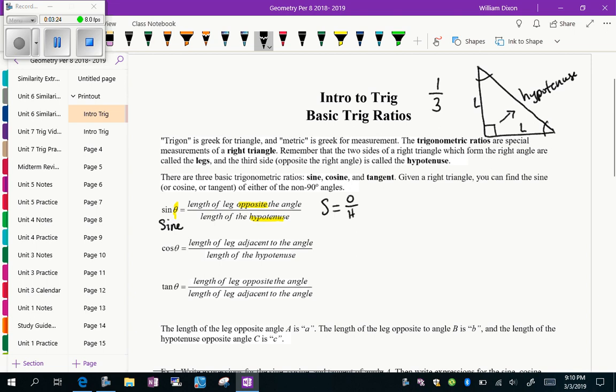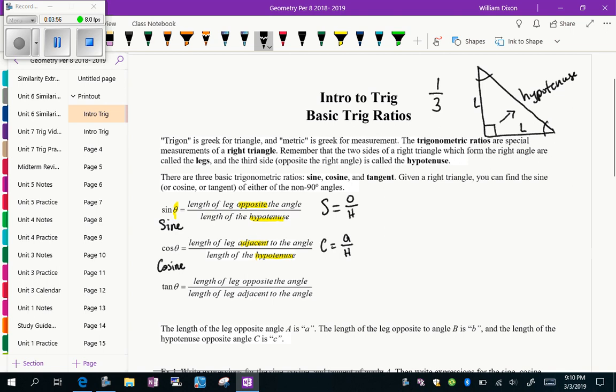And then cosine of theta equals the length of the leg adjacent to the angle. Adjacent, which means next to, very important, over the length of the hypotenuse. Another way of representing that is cosine equals the adjacent A over the hypotenuse H.